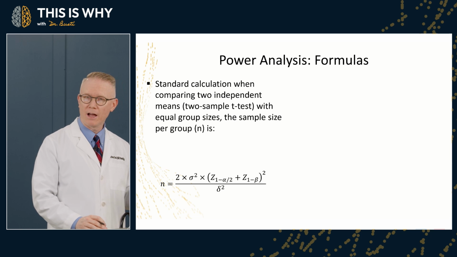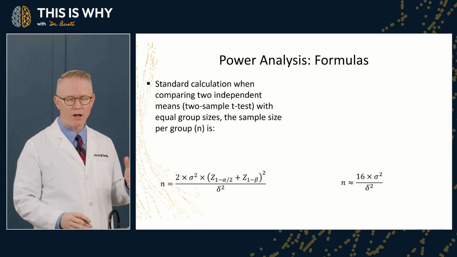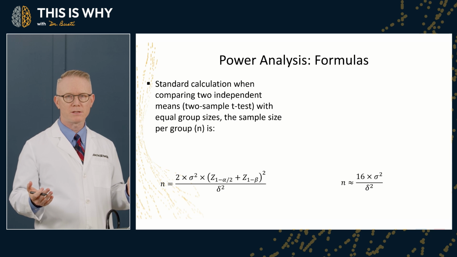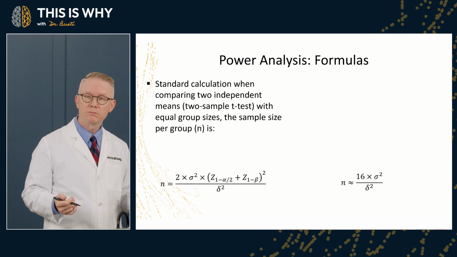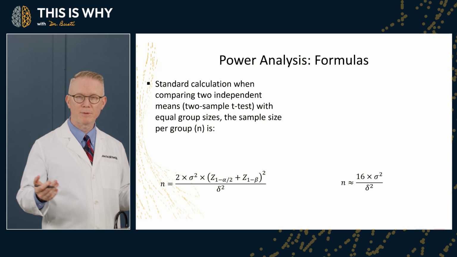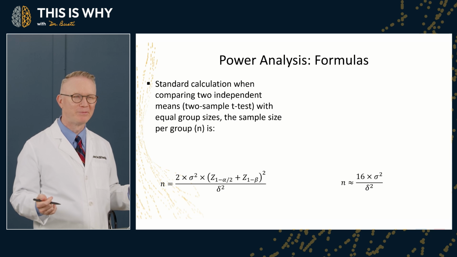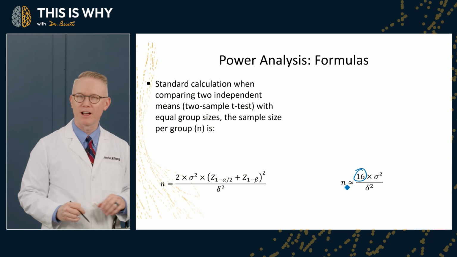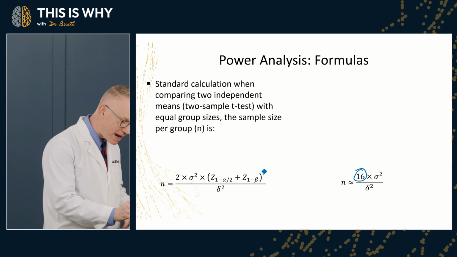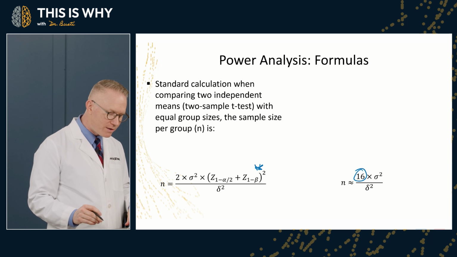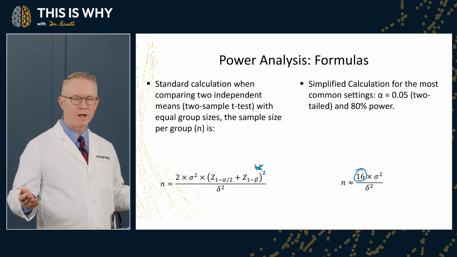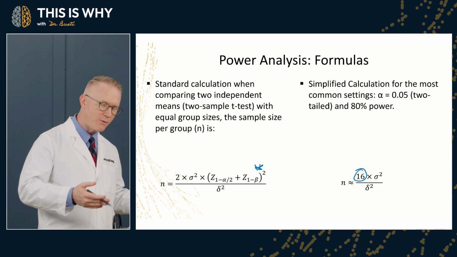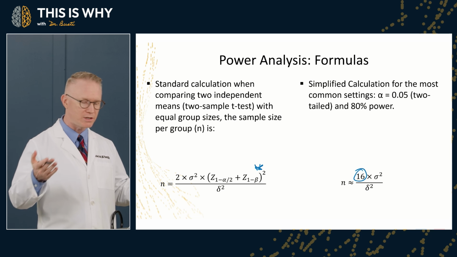But the one I love, that works just as well and is used a lot of times in protocol development, is this one. They're both n, sample size. Which one do you like? So here's that 16. Where did that number come from? Well, that's just the standard for this assessment. If you set things up correctly, you have an alpha of 0.05, two-tailed, which again is the most common.